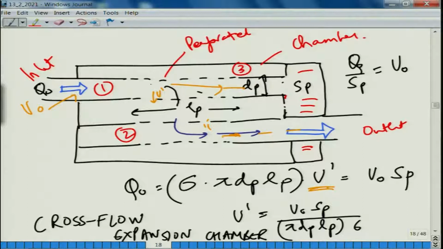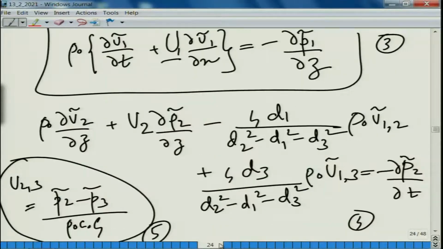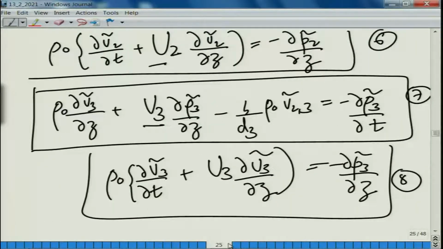Now, with this understanding, we are beginning to derive the equations. So, this was the continuity equation. I just wrote down the different equations, namely the continuity equations and momentum equations in duct 1, duct 2, duct 3. So, that is the nomenclature we follow. So, we get all the equations.